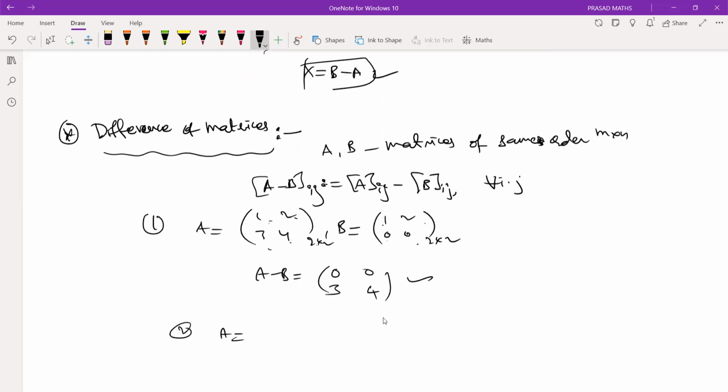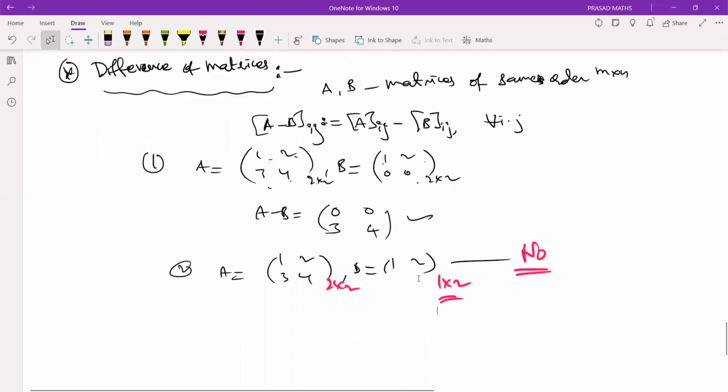Suppose you take this. A equals 1, 2, 3, 4. B equals 1, 2. Is it possible to take the difference? No, not permissible, right? Because the order is 2 by 2, and this is 1 by 2. So the difference of matrices is not possible, right?